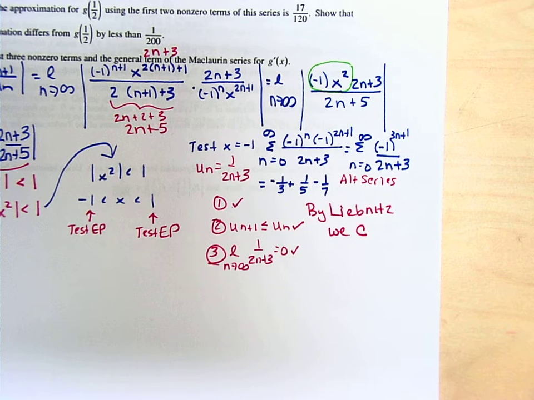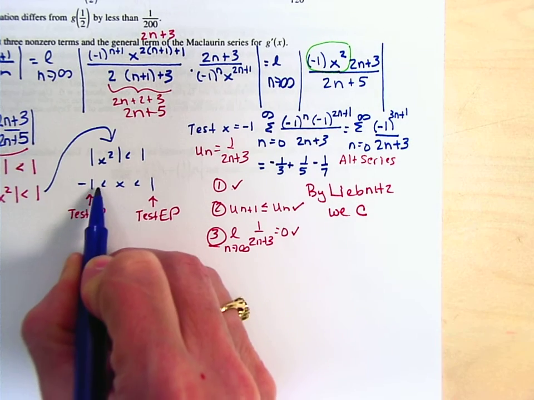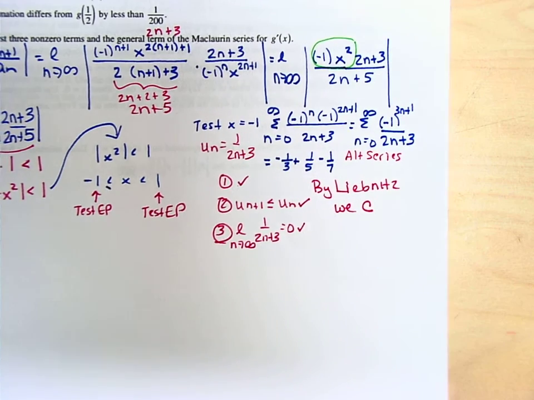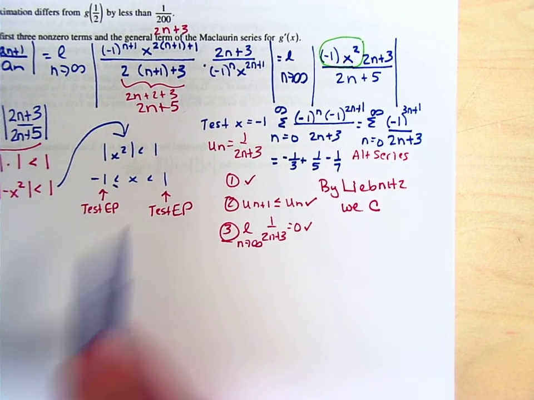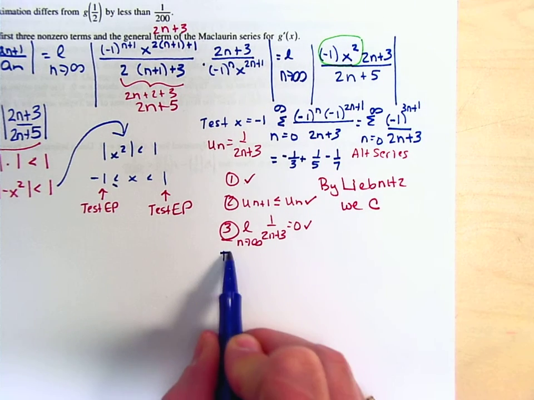So we converge. So now what we would do is we would include that endpoint. So notice I write "or equal to." Now we need to test the other point.